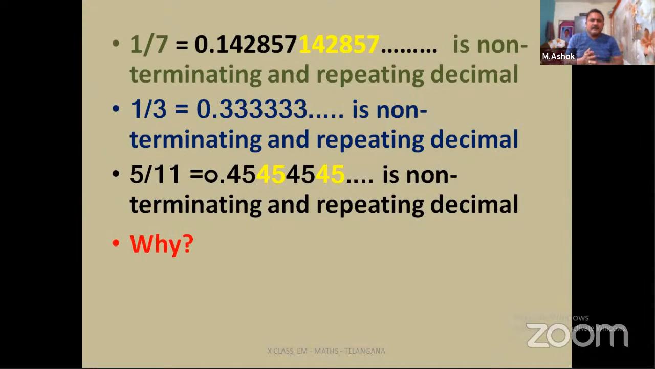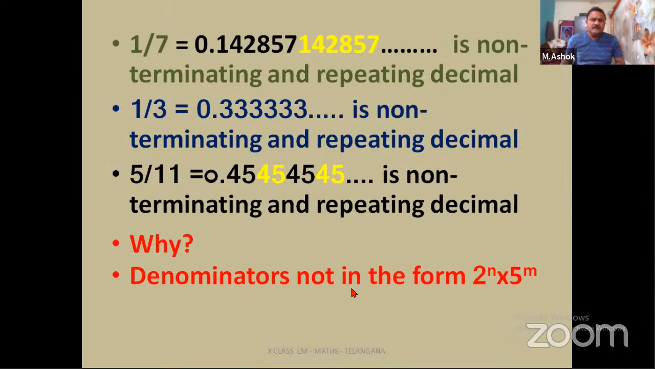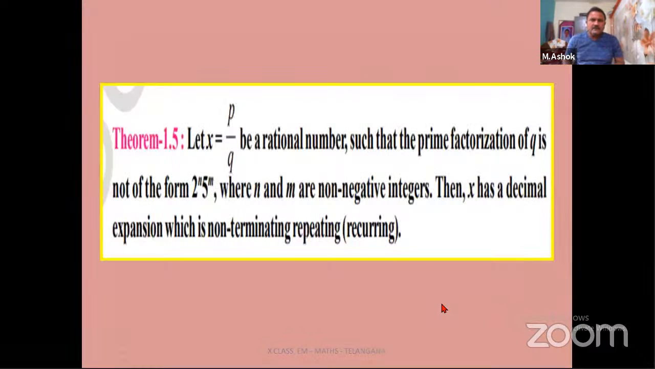Why are these non-terminating? Come on, tell me. Think once. Just now we have discussed theorem 1.4. If the denominator of these numbers is in the form 2 to the power of n into 5 to the power of m, then surely they will terminate. But the denominators of these numbers are not in this form. That's why they are not terminating.